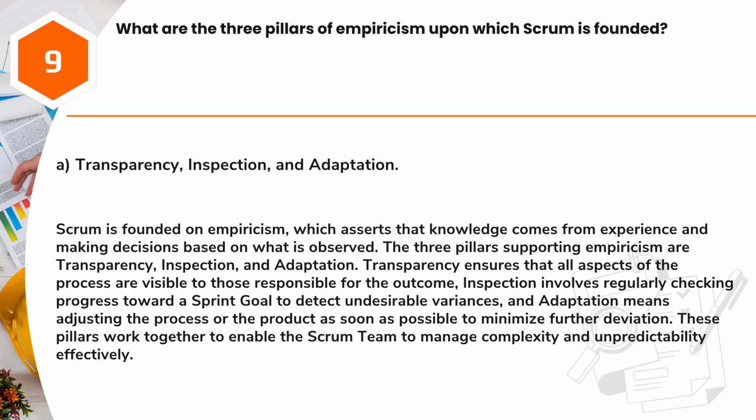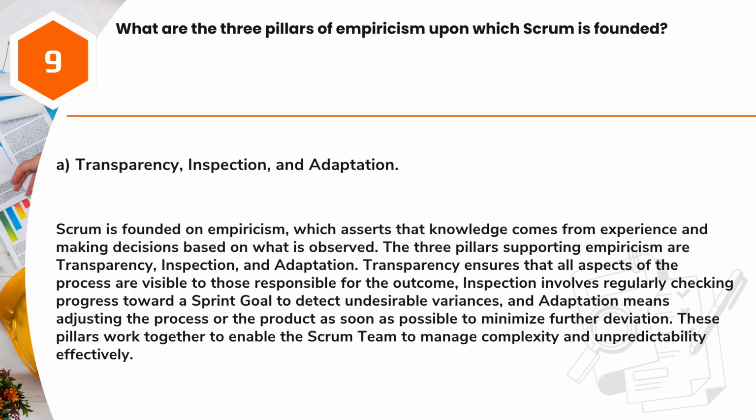Answer: A. Transparency, inspection, and adaptation. Scrum is founded on empiricism, which asserts that knowledge comes from experience and making decisions based on what is observed. The 3 pillars supporting empiricism are transparency, inspection, and adaptation. Transparency ensures that all aspects of the process are visible to those responsible for the outcome.